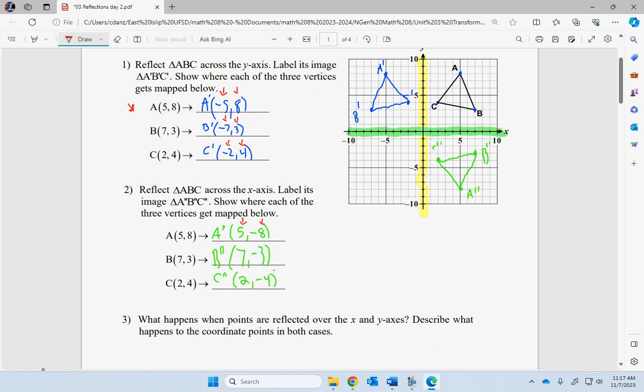So when you go over the y-axis, the y-coordinate stays the same, but the x-coordinate changes sign. And when you go over the x-axis, the x-coordinate stays the same, but the y-coordinate changes sign. We're going to write that down.